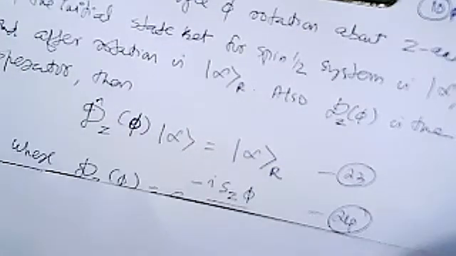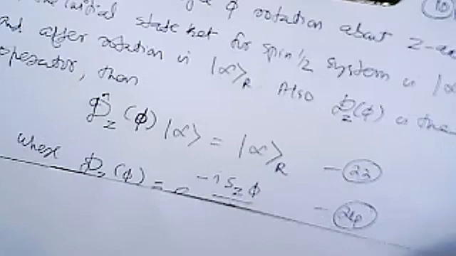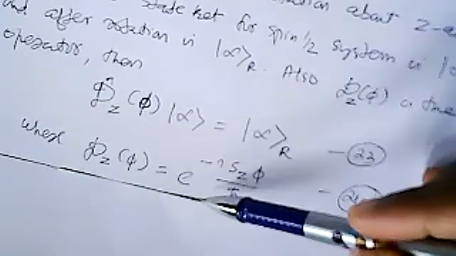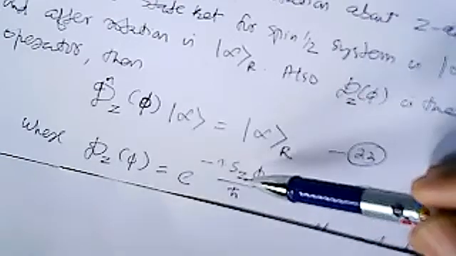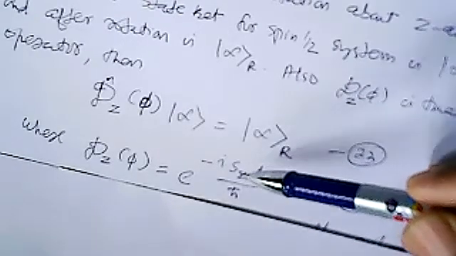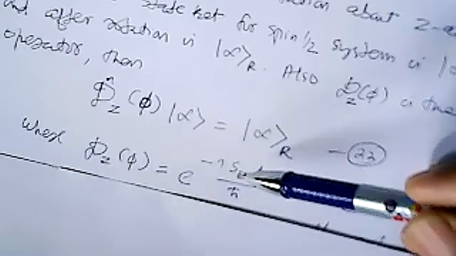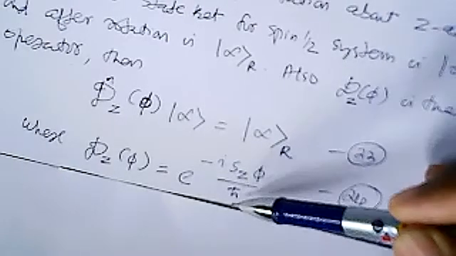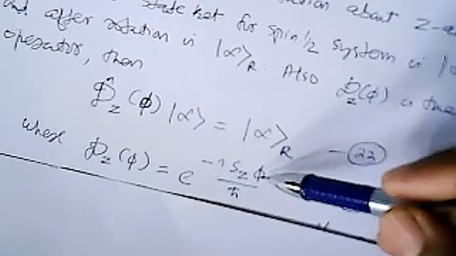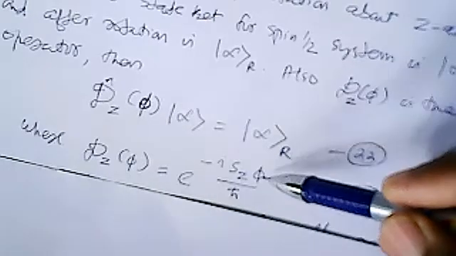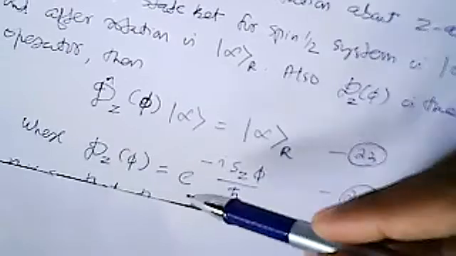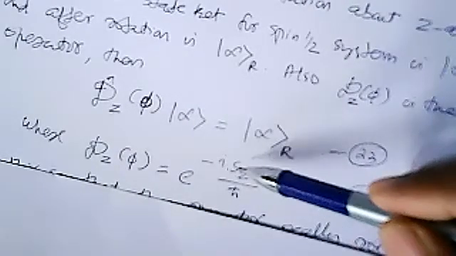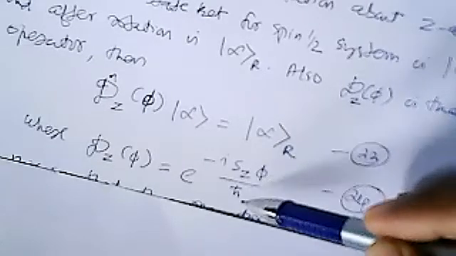Okay, and we have already found what is the nature of D_z. D_z, you can take it as e to the power of minus i S_z phi by h cross. Here it is S_z, the spin operator in the Z direction. Because this is a finite angle, you have to take it as phi. So D_z(phi) is e to the power of minus i S_z phi by h cross.